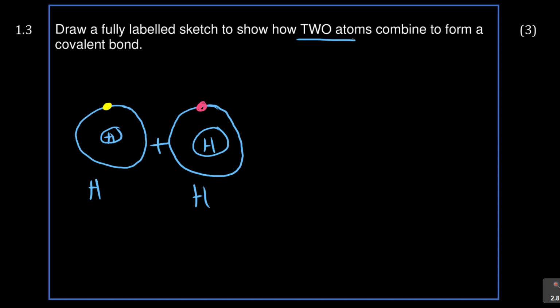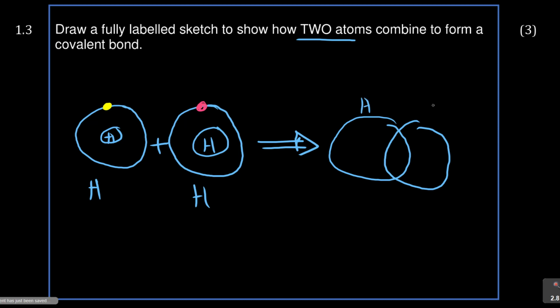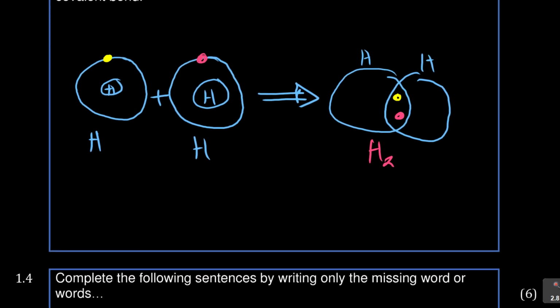So it says draw a fully labeled diagram to show how 2 atoms combine to form a covalent bond. So when you do this, you are going to have something like this and something like this. So this is the hydrogen, this is the hydrogen, and we have these electrons being shared. The key word there is sharing. See, this now becomes H2. All right. Or you can choose any. You can choose hydrogen, for example.